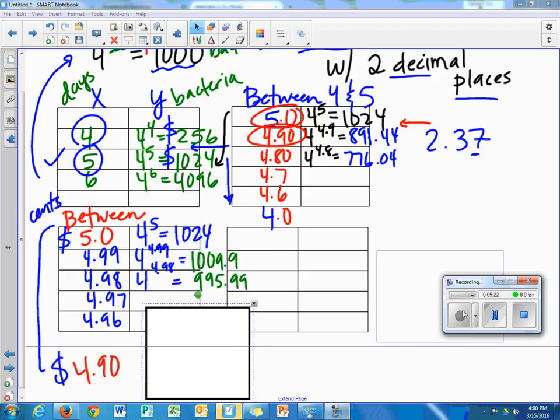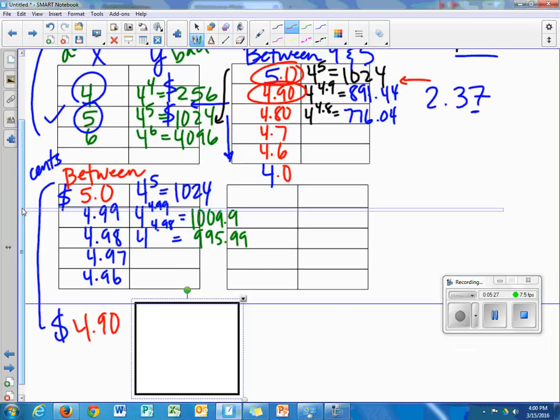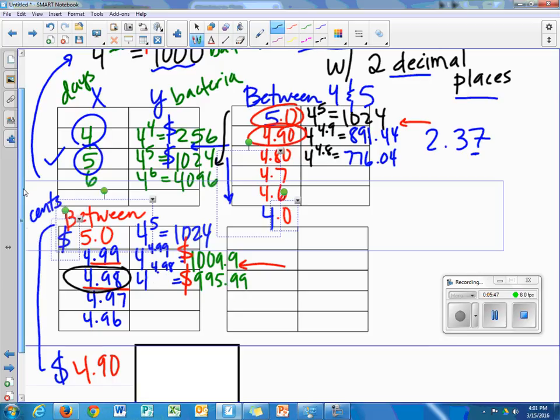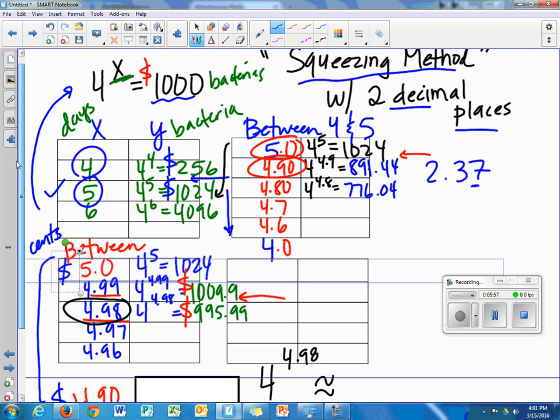Okay, notice now that I didn't complete the table all the way. The reason being is because we noticed right away that 1,000 is in between these two numbers. It's in between 4.99 and 4.98. But which one is it closer to? Closer to 1,009 or 995? And you will see that the final answer is this one right here. So go back up to your equation here, and to write it correctly, class, it's 4 to the power of 4.98 is approximately close to 1,000.